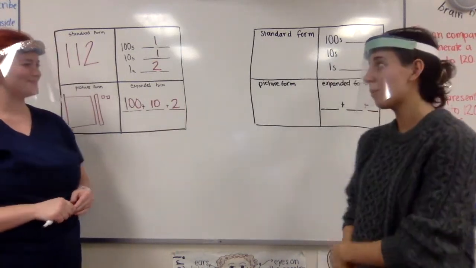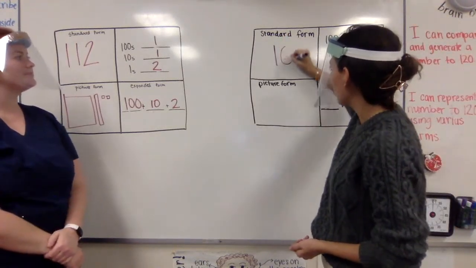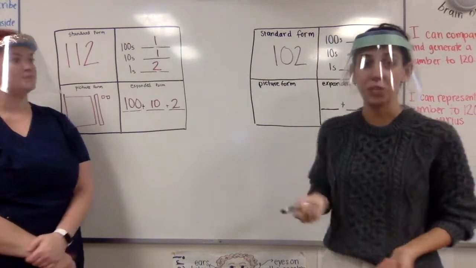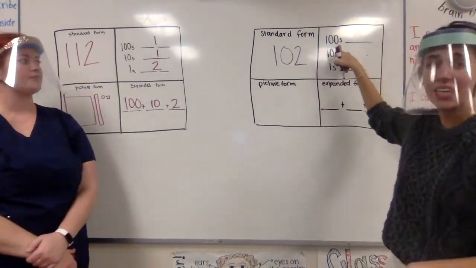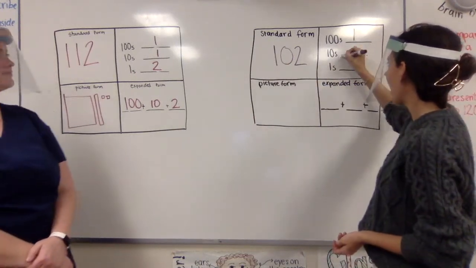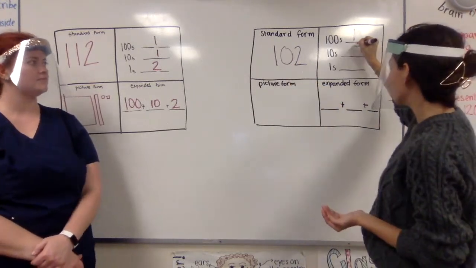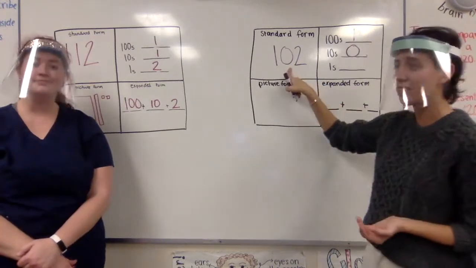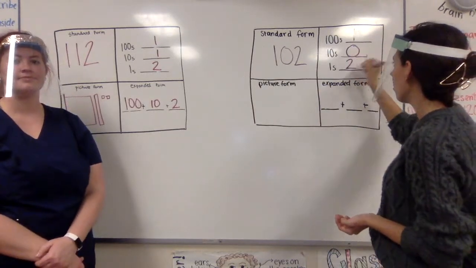Well, I'm going to come up with one more number too, all right? I'm going to do the number 102. So for my number 102, I have to look at how many hundreds I have. And I have 100. And then I have to look at how many tens I have. Well, I have a 0 in the tens place. So I have 0 tens. And I have 2 ones.